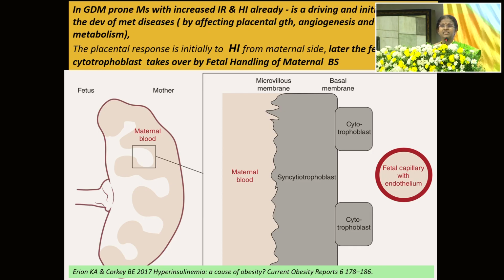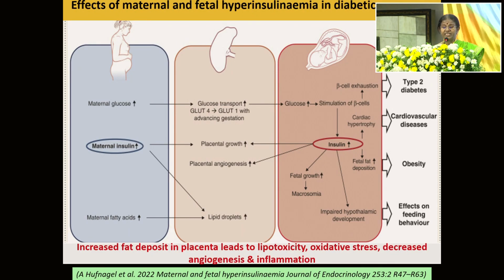And this hyperinsulinemia is initially from the mother, but what happens later, it is taken over by the fetus. See, whenever the mother has high blood sugar and insulin resistance, this high blood sugar is passed on to the fetus via the GLUT4 and GLUT1 transporters. And what happens, there is increased insulin secretion in the fetus. Initially, the maternal insulin affects the placental growth, angiogenesis, all that. Later, it is taken over by the insulin from the fetus, and this hyperinsulinemia does not stop with that. It further continues, causing fetal exhaustion and type 2 diabetes later in life, causing cardiac hypertrophy and cardiovascular diseases, causing fat deposition and obesity, and also impairing the hypothalamic development and leading to an effect on the feeding behavior.